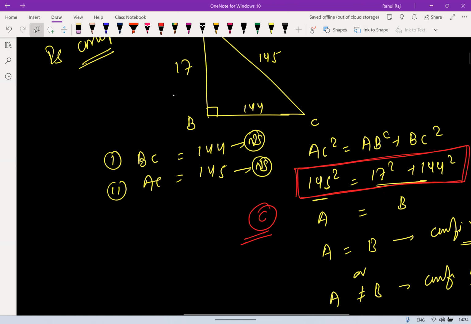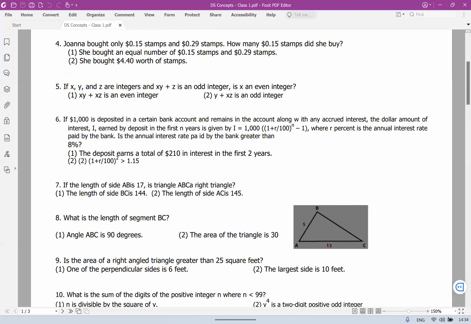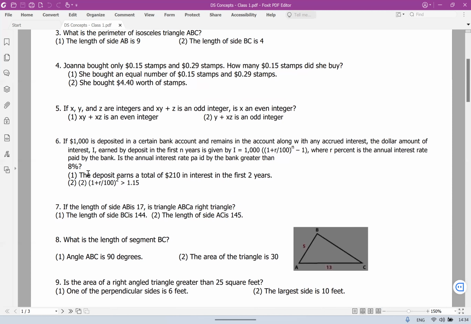Perfect. Now imagine if I ask you to solve one simple question. Question number 6, if only statement number 1. I don't want you to go ahead and solve statement number 2 because statement number 2 is pure calculation. If you can use your logic, you can. But can we do statement number 1 with question number 6? Can you please tell if this is sufficient or not sufficient? Question number 6, only statement number 1 you need to look upon, not statement number 2.